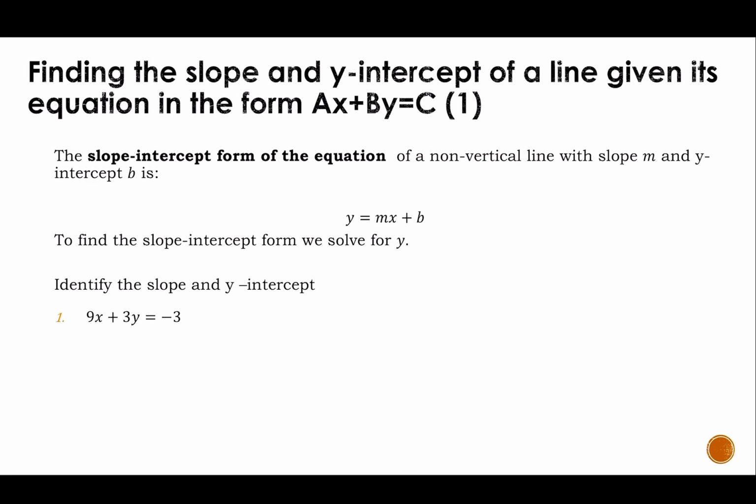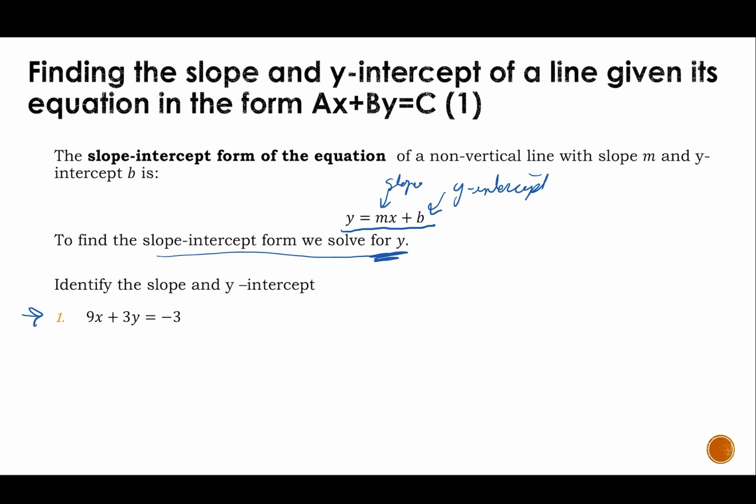Slope-intercept form of an equation is y equals mx plus b, where m is my slope and b is my y-intercept. And I can find slope-intercept form by solving for y when I'm given an equation in standard form. So we're going to solve 3 problems today given to us in standard form, and we're going to convert them into slope-intercept form and state our slope and intercept.